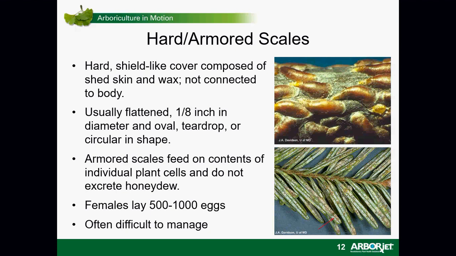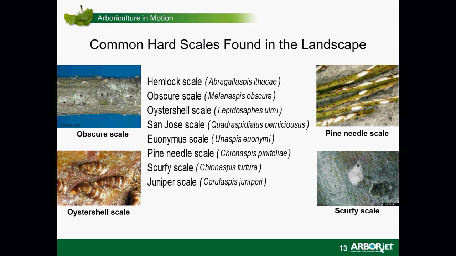As a result, this group of insects is more difficult to manage because they're not tapping into the vascular system like the soft scales are. And here's a short list of some of the more common hard scales found in the landscape. So probably some of the more common ones are oyster shell scales, euonymus scales, pine needle scales. Again, they're pretty small, kind of oval in shape, sometimes round, pretty small.